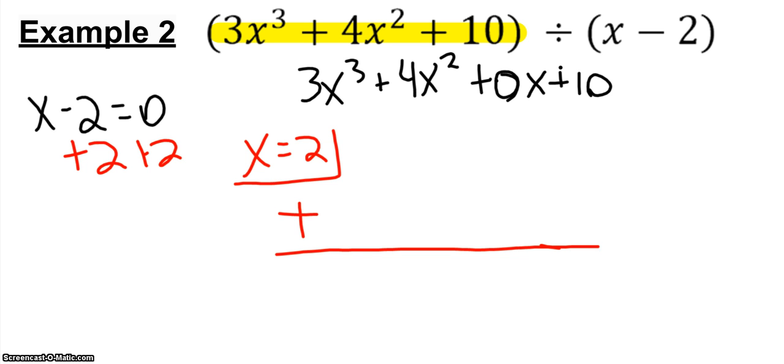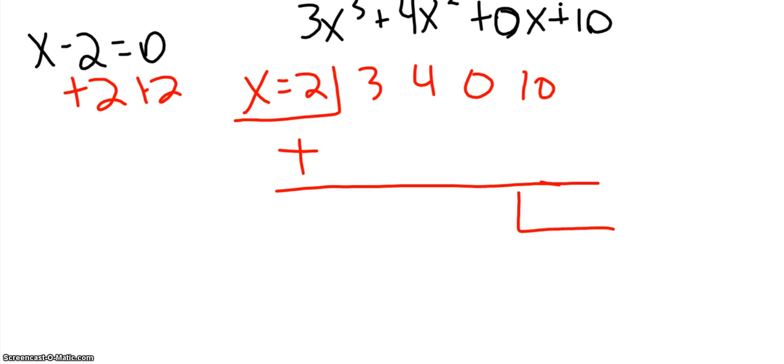Okay, so the coefficient on my x cubed is a 3. Coefficient on my x squared is a 4. Coefficient on my x is a 0. And then my last coefficient is a 10. And then draw a box down here for a remainder. Let's scroll down just a little bit so you can see. Alright, so as I said before, the first coefficient just comes straight down. So that 3 comes down.